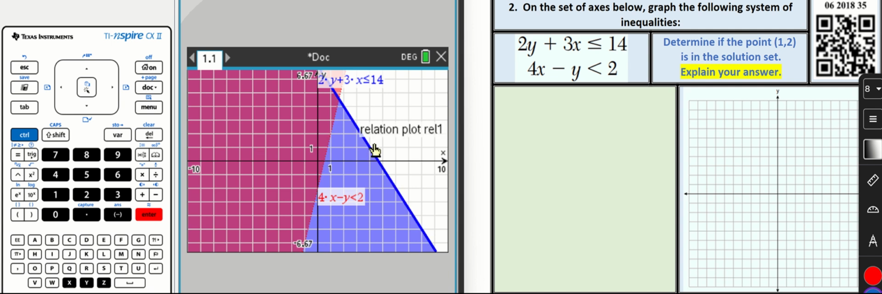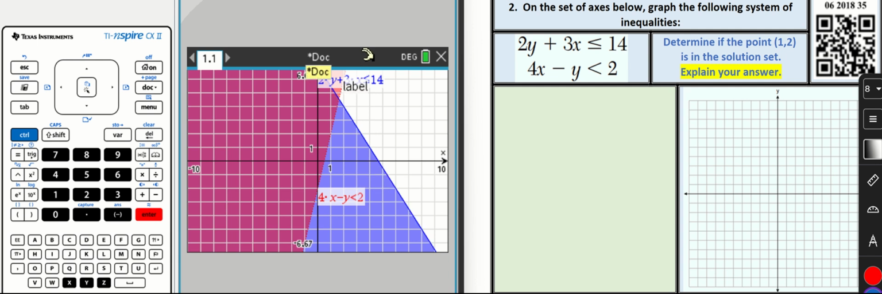So notice that this blue one is a solid line, right? That's because of this right here. And that means any points on this line are solutions to this inequality. Well, look at the red one. It's dotted, right? And notice there's no line. That indicates any points on this dotted line are not solutions to that problem, 4x minus y.